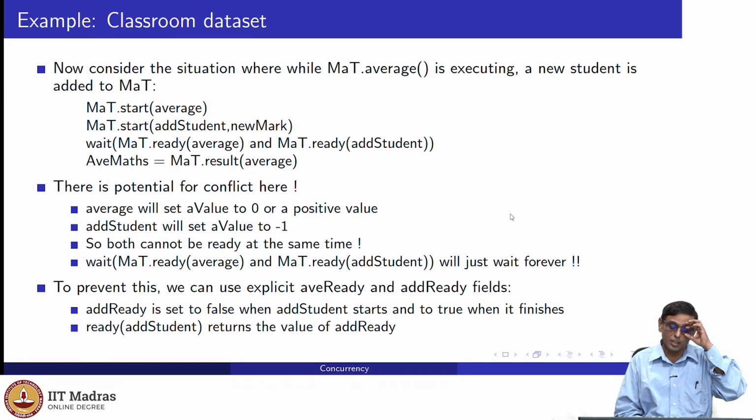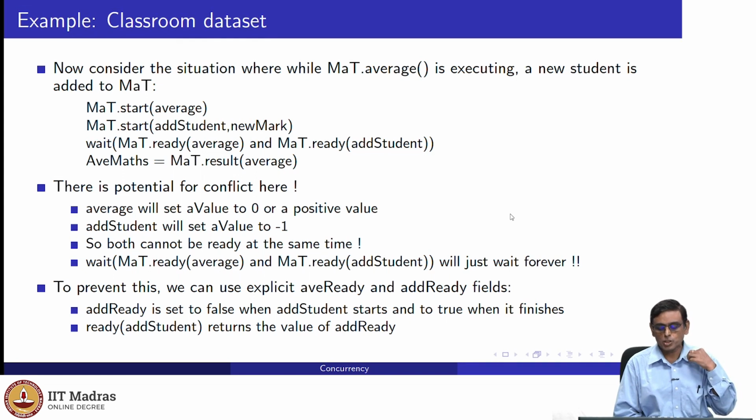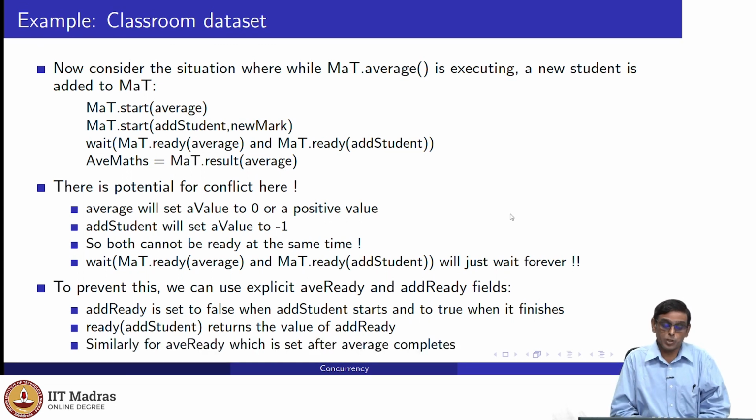Average ready will tell you whether the procedure average has completed its work or not, and add ready will tell you whether or not the procedure add student has completed or not. Okay. So when add student finishes, it will set add ready to true. Similarly, when average finishes, it will set average ready to true. So that should take care of it.